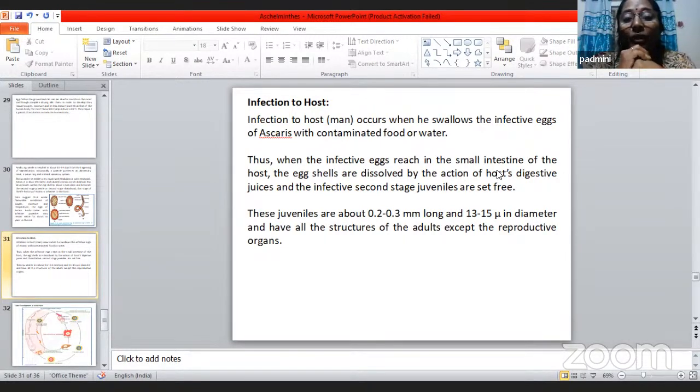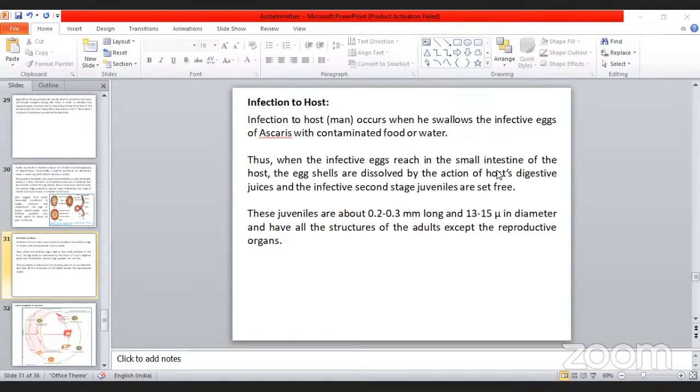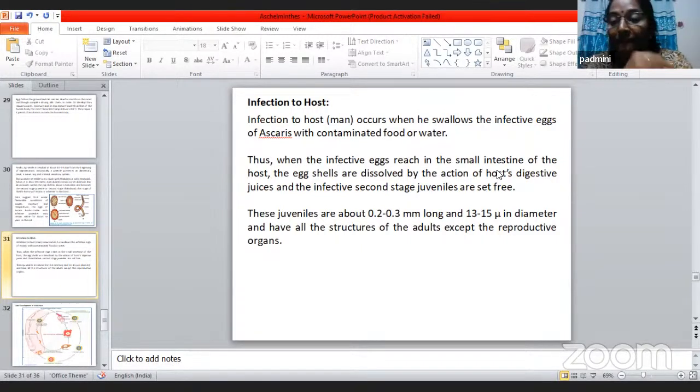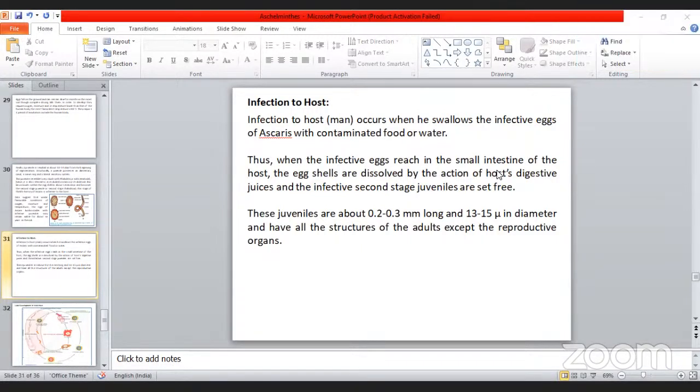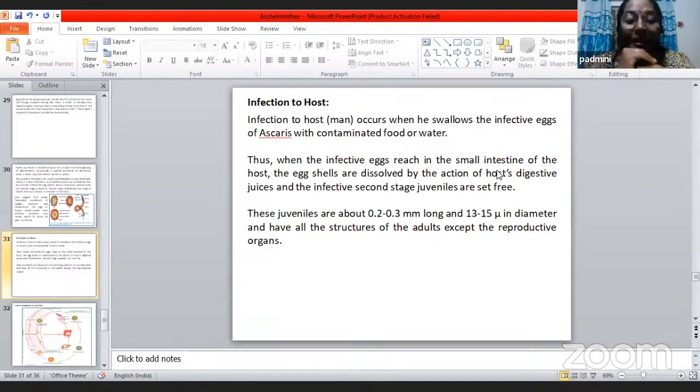dissolved? Can anybody answer me? Why can't the digestive juices of the humans kill the juvenile Ascaris? Anybody? It produces anti-enzymes. Exactly. What is it covered with? Cuticle. Very good, Saida, thank you for the answer. Yes, the animal is covered with cuticle, and the cuticle produces anti-enzymes, and that is the reason why the human digestive juices cannot kill them.